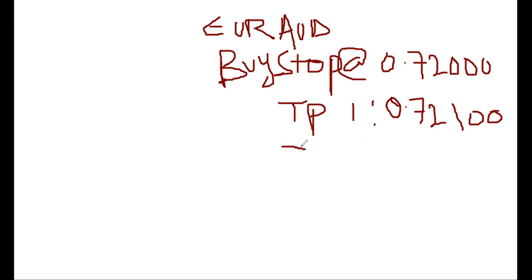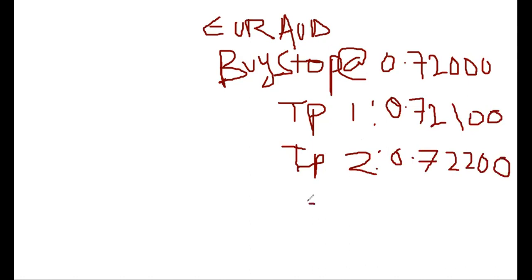Then TP2 is 0.72200. Stop loss. Let's say I make the stop loss 0.7000. So class, this is a signal.